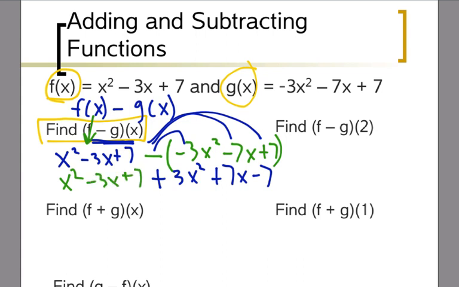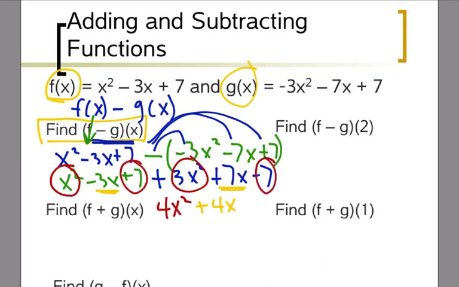And now I just combine my like terms. I have x squared, I have 3 more, so this is 4x squared. And then I have negative 3x, and I have positive 7x, so that gives me positive 4x. And then I have positive 7, negative 7, so those cancel. This is my answer, 4x squared plus 4x, for when they ask me to find f minus g of x. So that is your actual answer there.